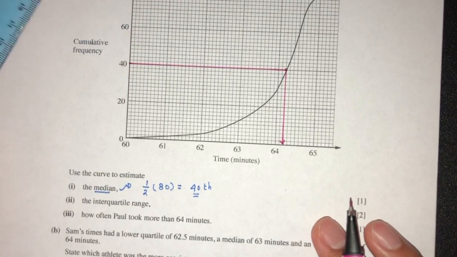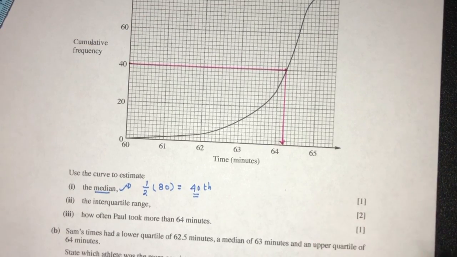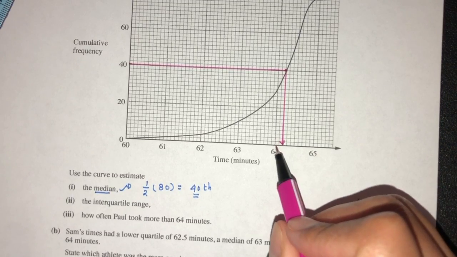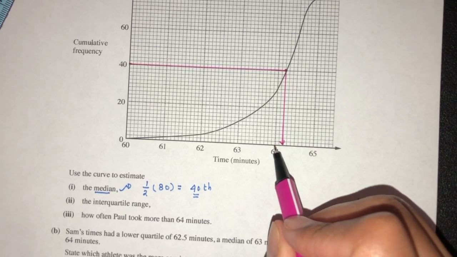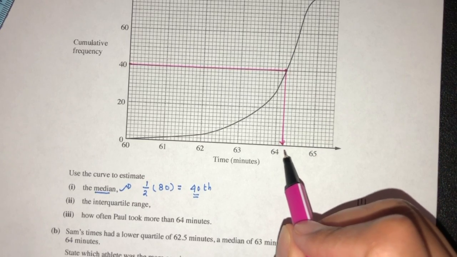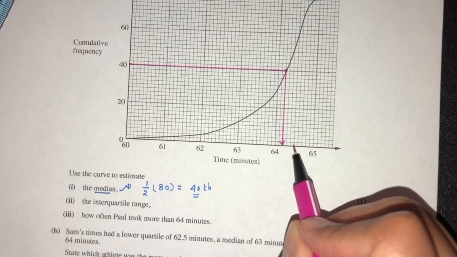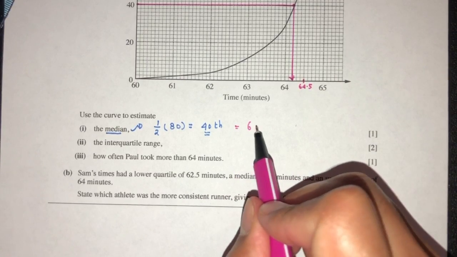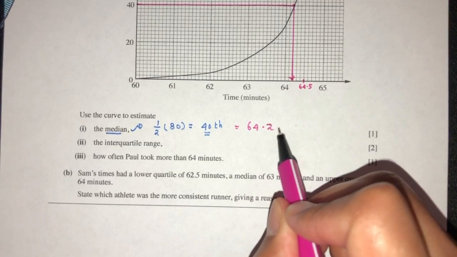That will be what value? Let's see. So the whole thing here is 64, 65, the whole thing is 1. So that will be what? That should be 64.2, right? Because everything adds up to, this is 64.5, so this will be 64.2. So the time here will be 64.2 minutes.